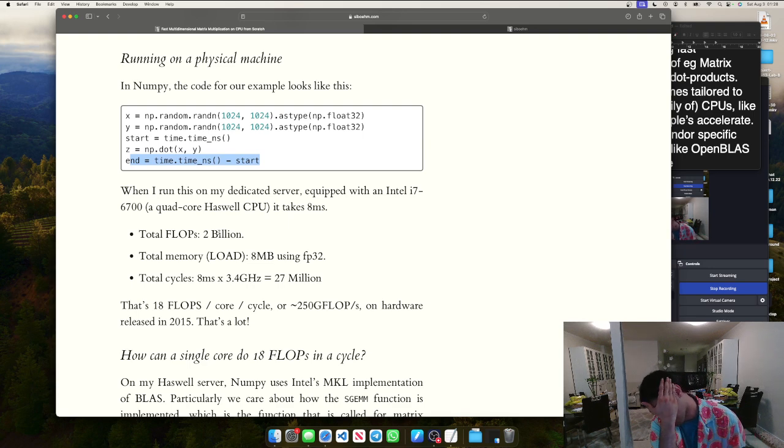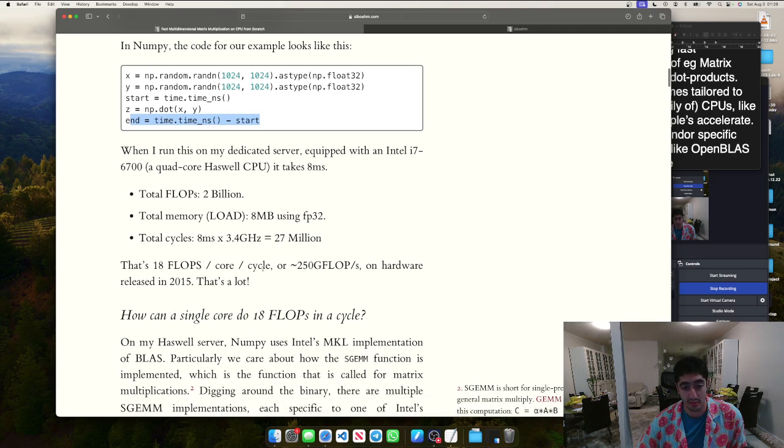Total flops 2 billion. Yes, because 1,000 times 1,000 times 1,000 times 2. How many flops you will have? Yes. Total memory load 8 megabyte using float point 32. Total cycles is 8 milliseconds times 3 gigahertz is 27 million cycles. That's 18 flops per core per cycle, or 250 gigaflop per second on hardware released in 2015, and that's a lot.